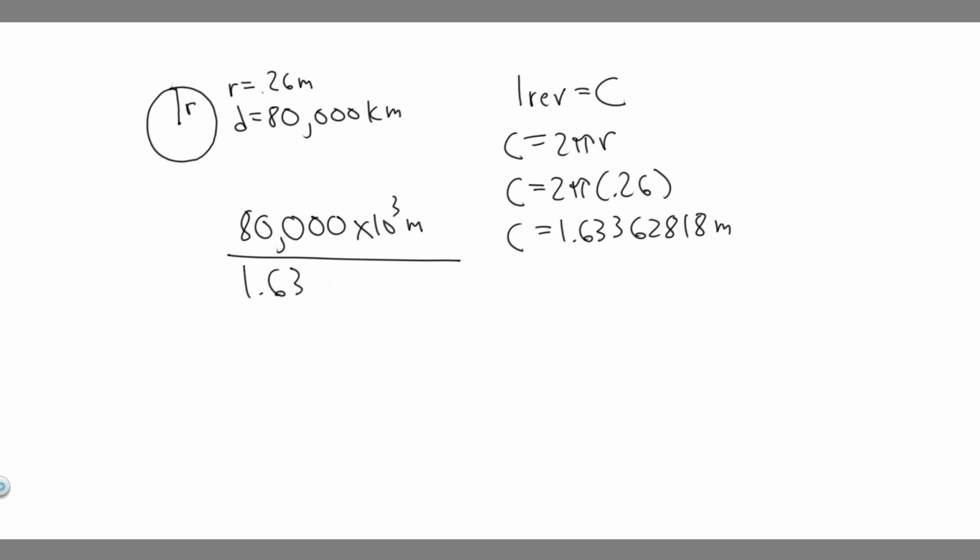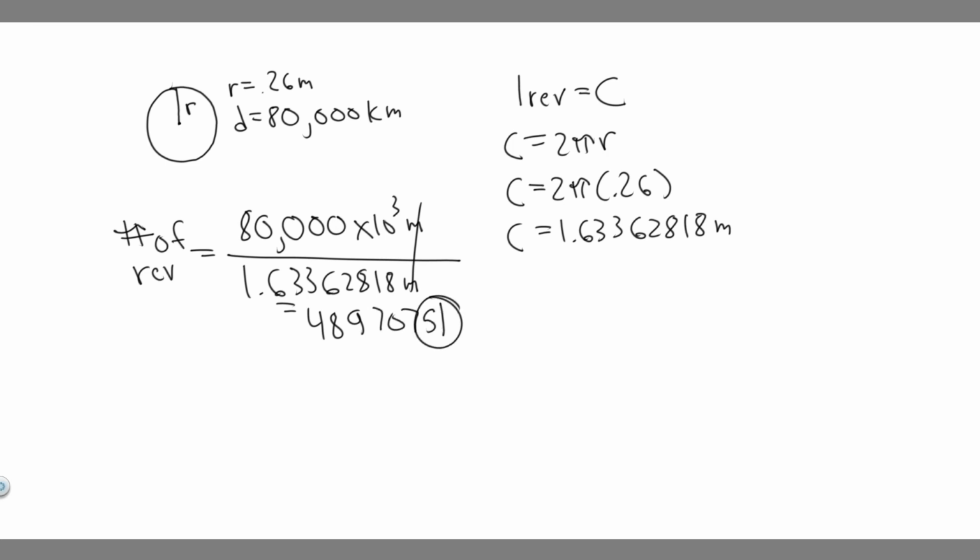So divide by 1.63362818 meters. This is going to give you the number of revolutions. So go ahead and do this: 80,000 times 10 to the 3 divided by 1.63 and so on. And when you do that, you're going to get 48,970,751.